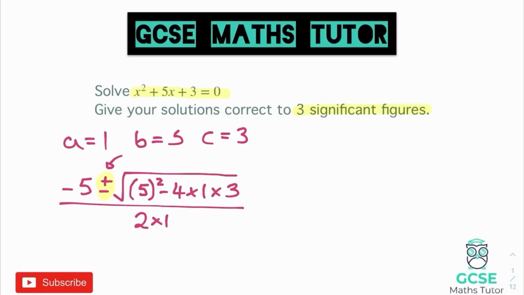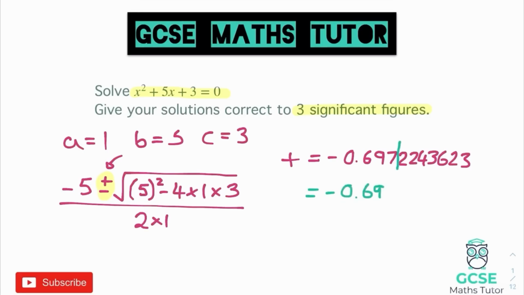Now just to emphasise that that's the positive one, just by my working out here, I'm just going to put a plus sign so I know that's the one I've done, and that is equal to negative 0.6972243623. There we go. And obviously in the question here it wants our answer to 3 significant figures, so I'm going to chop that after the third significant figure, so 697, chop it there, and we get an answer here of negative 0.697 to 3 significant figures. Now I'm going to do the negative one now, so without changing anything I'm going to write this down here.